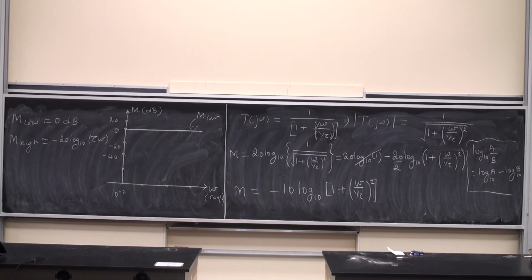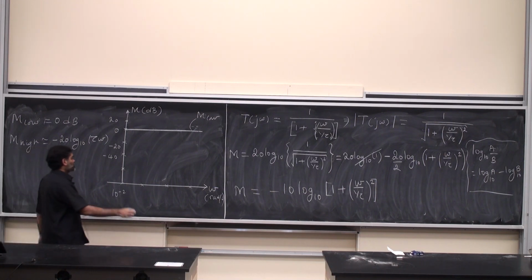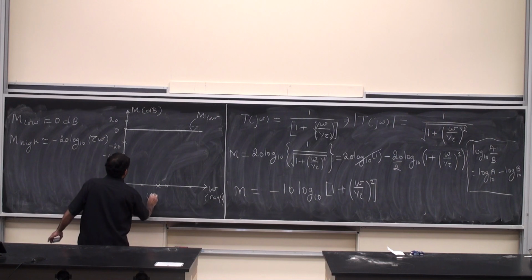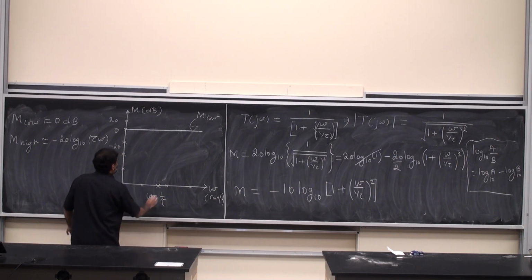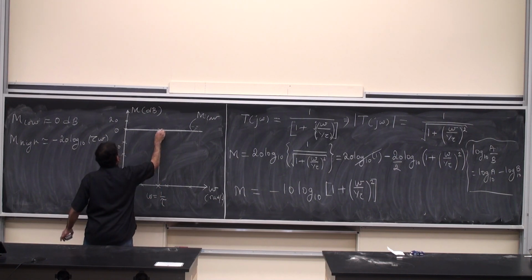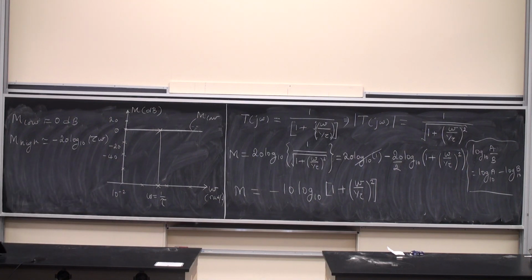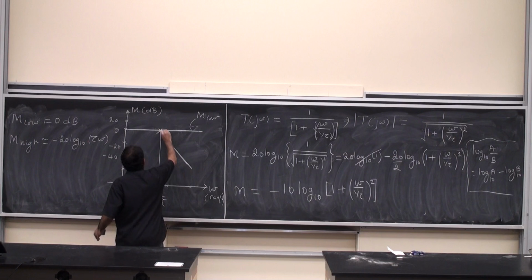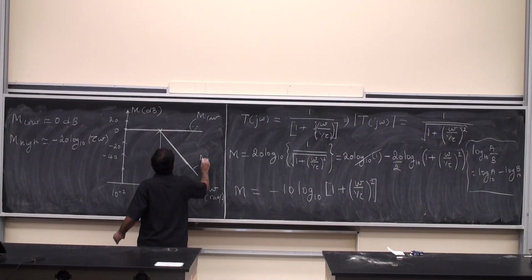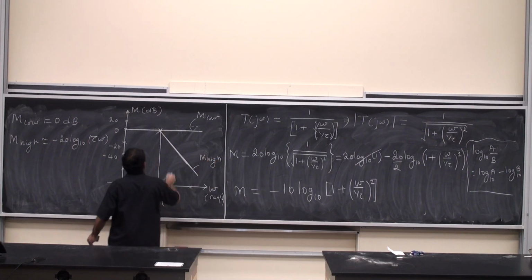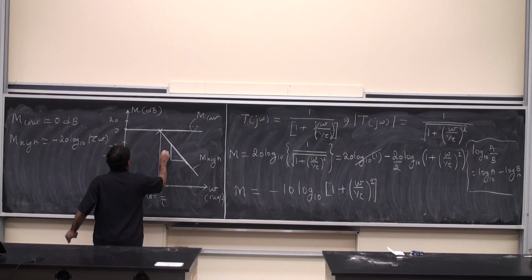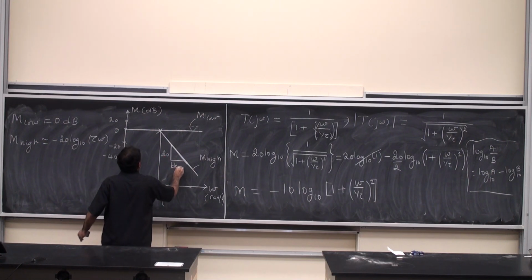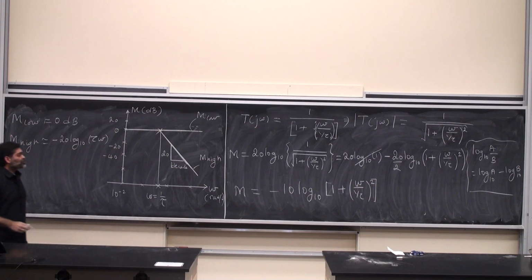Then on the x-axis I mark the point when omega is 1 by tau. So perhaps somewhere here, I don't know. At that particular point, the high frequency and the low frequency asymptotes meet, and the high frequency asymptote is declining by 20 decibels every decade. So this is M high. This is a slope of 20 decibels per decade.